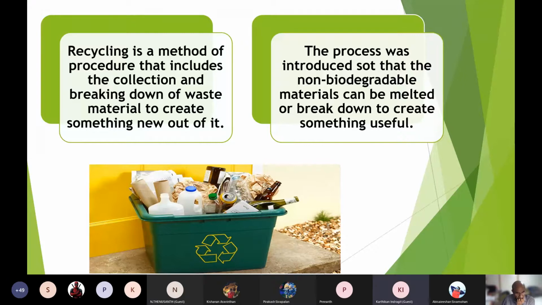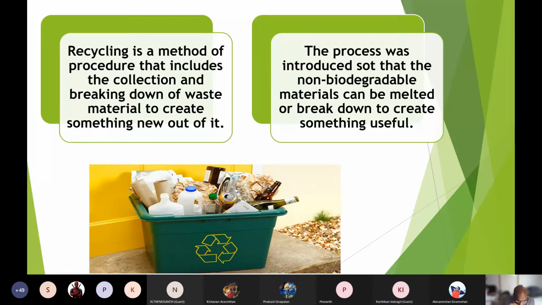Recycling is a method of procedure that includes the collection and breaking down of waste materials to create something new out of it. Okay, can you stop there? One mistake there in the procedure. Your pronunciation wasn't right. Procedure. Can you say it again? Procedure, yes. You should look at that pronunciation, okay? Right, go to the next paragraph.